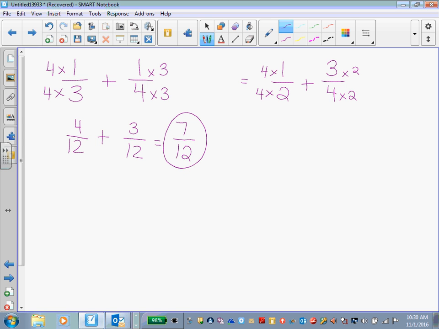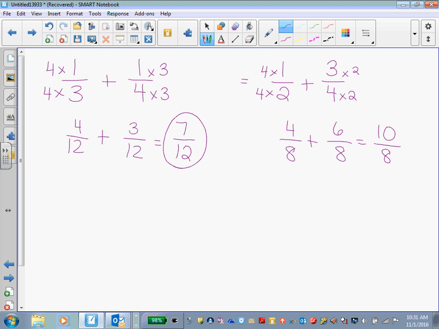4 times 2 is what? 8. 4 times 1? 4. And then 4 times 2? 8. And 3 times 2? 6. What is 4 plus 6? 10. And our denominator is 8.